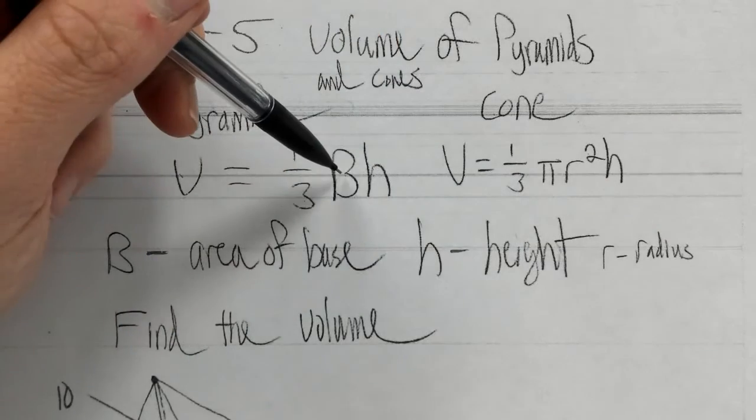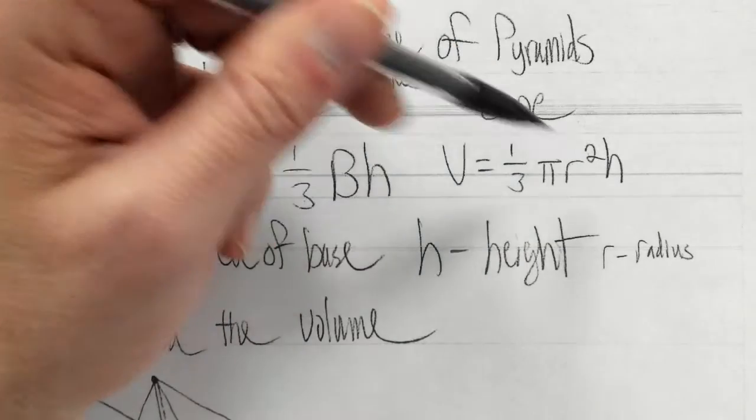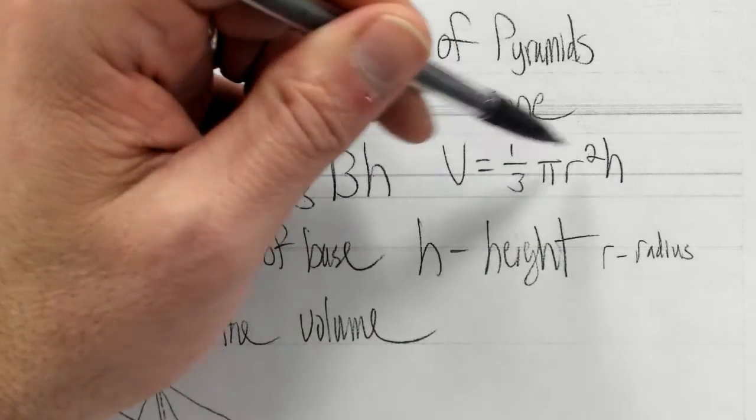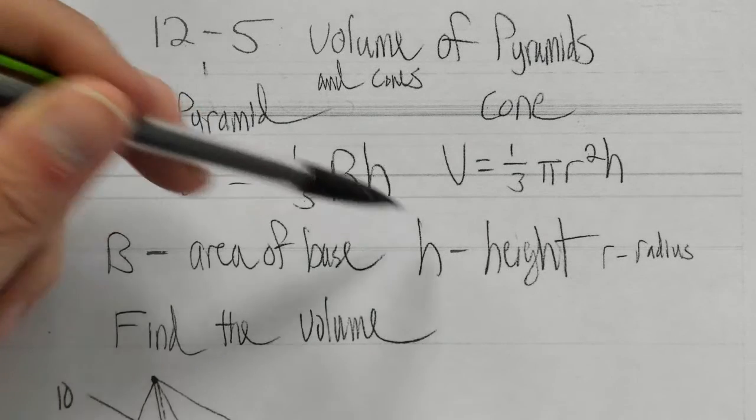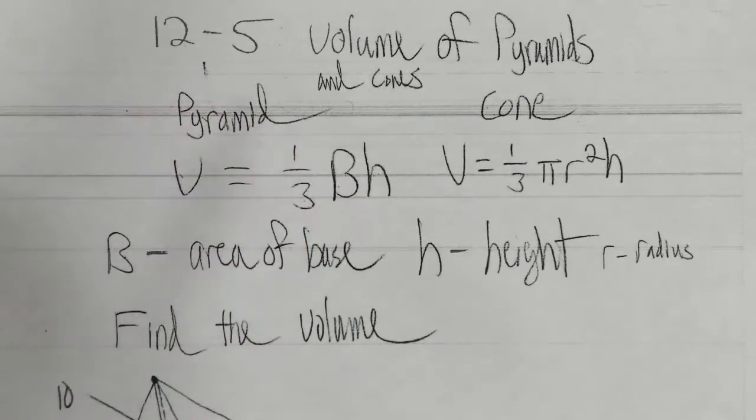Once again, the B is replaced with pi r squared because in a cone the base can only be a circle, and that's the formula for area of a circle. What do these things stand for? The same things they typically do. B is area of the base, h is the height, and r is the radius.